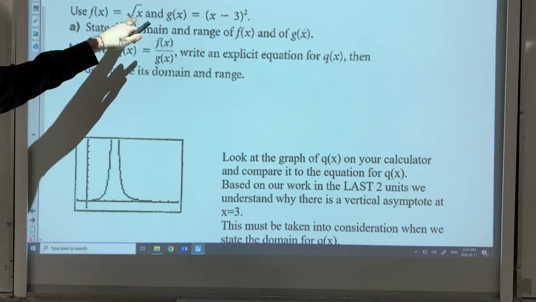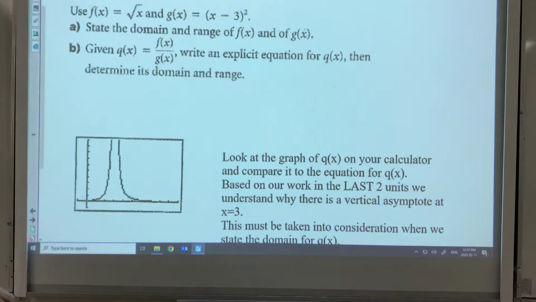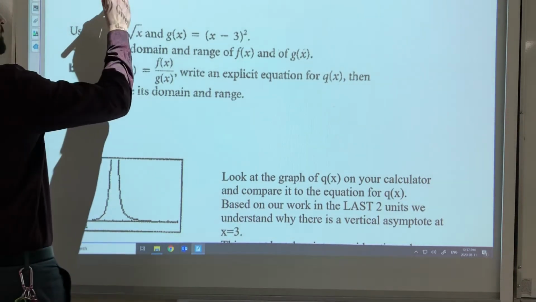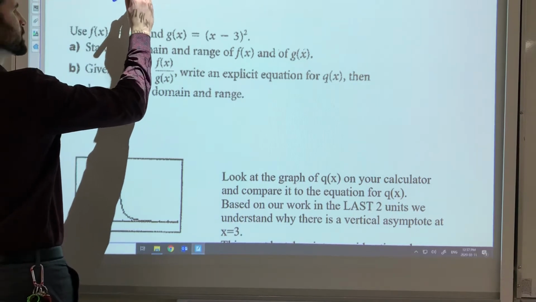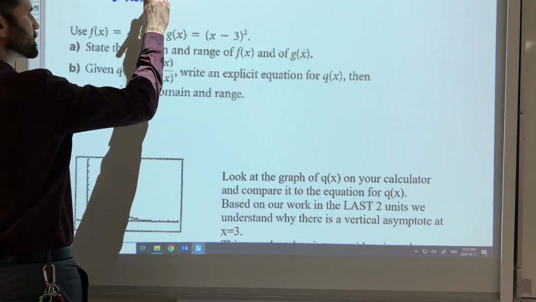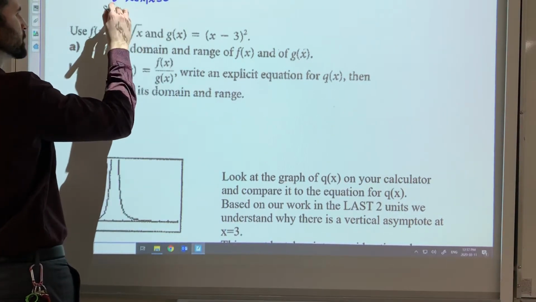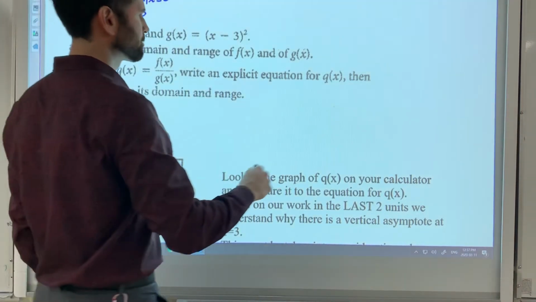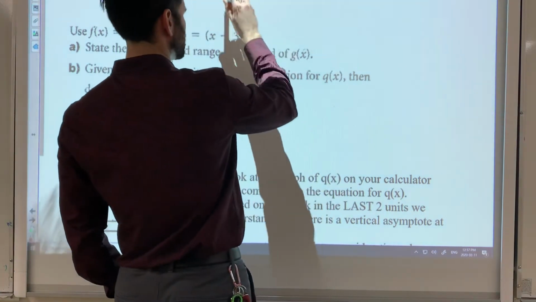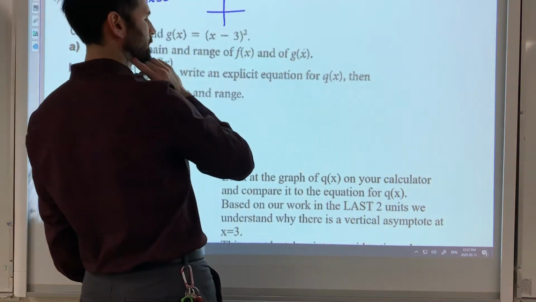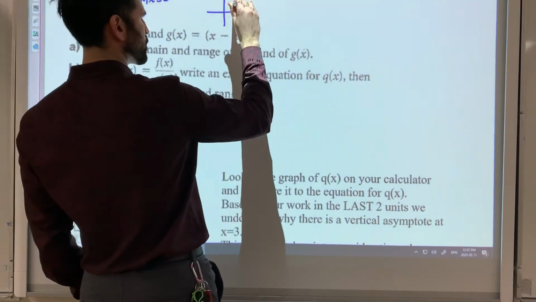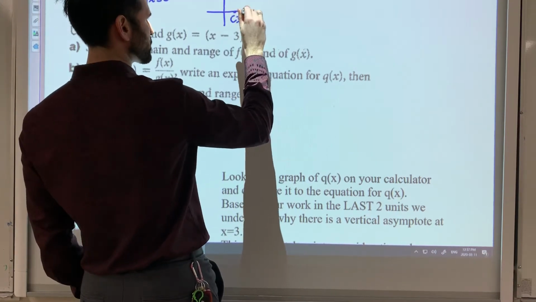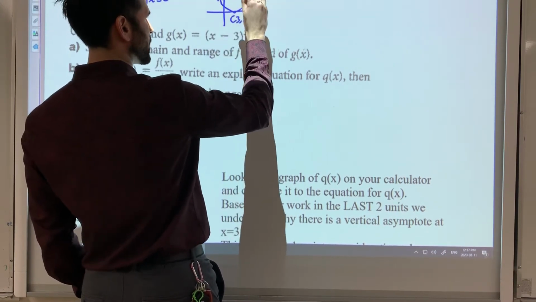Okay, so f of x is the square root of x. G of x is x minus 3 squared, so it's a parabola. As far as domain and range go, the domain of this one we are already very familiar with is x element of the reals, but x is greater than or equal to 0, and the range is y greater than or equal to 0. Now this is a parabola that has its vertex shifted 3 units over this way. So this is going to be the point (3, 0), and it'll just be opening up like that.